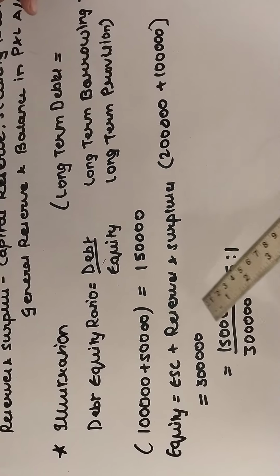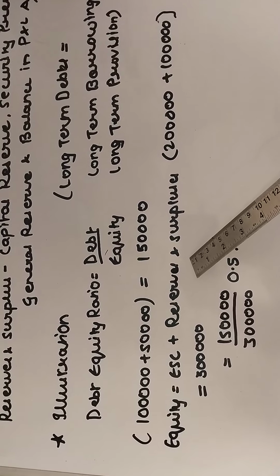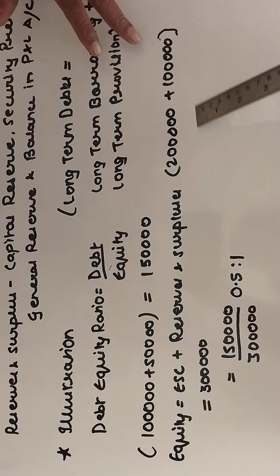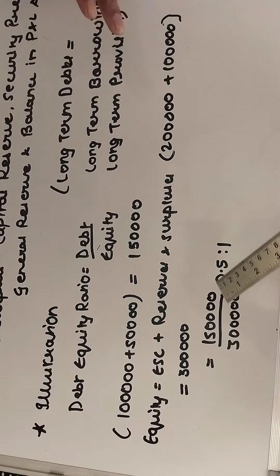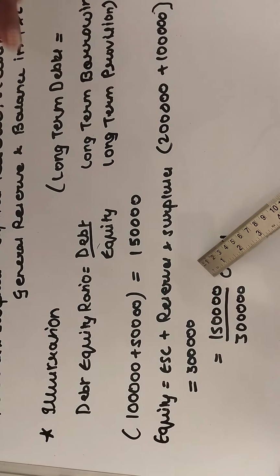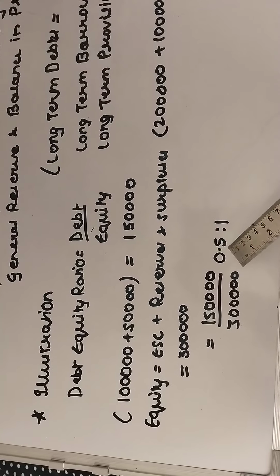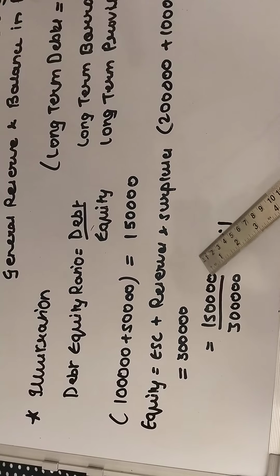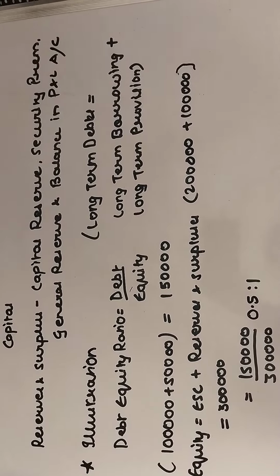And shareholders fund: equity share capital and reserves and surpluses. Equity share capital 2 lakh and reserves and surpluses 1 lakh, total 3 lakh. In short, debt equity ratio, debt upon equity, debt 1,50,000 and 3 lakh. 1,50,000 divided by 3 lakh, ratio is 0.5:1. Anyway, with more details, we'll try to see in the next problem. Thank you very much.